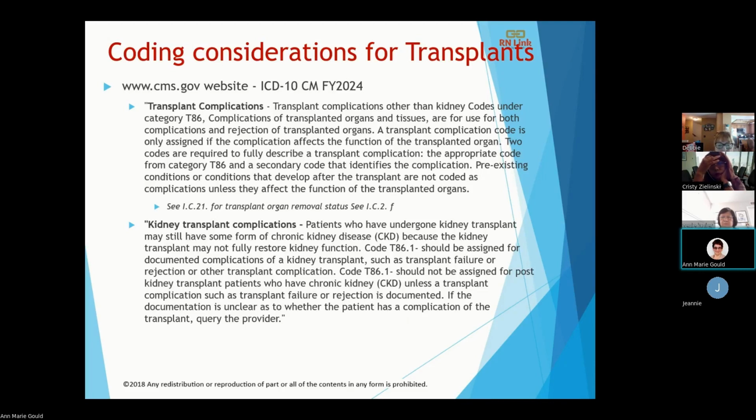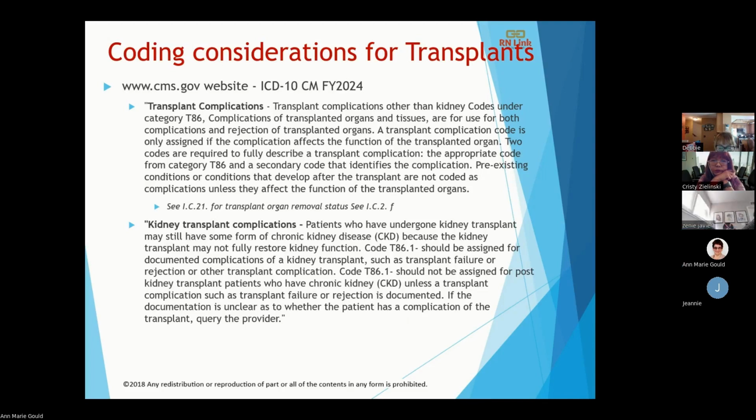Now, pre-existing conditions or conditions that develop after the transplant are not coded as complications unless they affect the function of the transplanted organ. You've got to keep that in the back of your brain. Sometimes it can be very confusing. That's why if they're coming in and they have a kidney transplant, but they're coming in with AKI, now you're thinking, okay, is it affected? Is it the kidney transplant that's causing the AKI? Is that the complication of the renal transplantation?